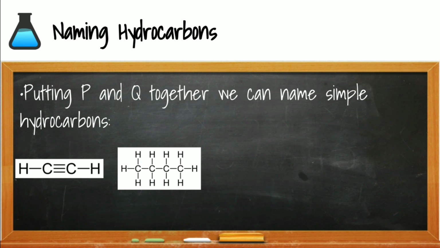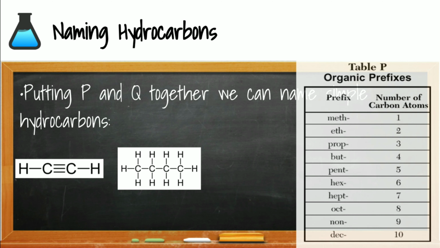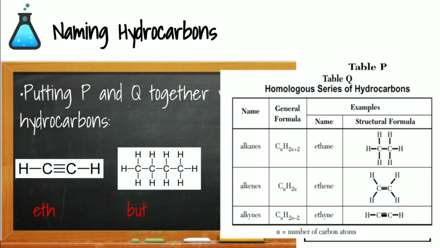So let's see if we can put these 2 together. So in the first structure, there are 2 carbons, so the prefix is eth. And in the second structure, there are 4 carbons, so the prefix should be but. In the first structure, there's a triple bond. So we're going to look at reference table Q, and we can see that triple bonds are alkynes. They end with the suffix Y-N-E. So this is called ethyne.